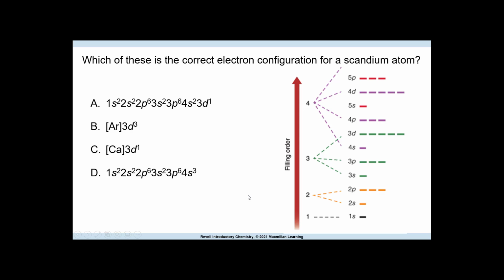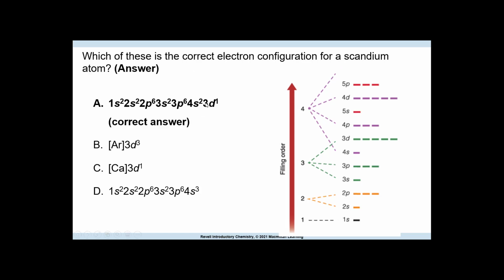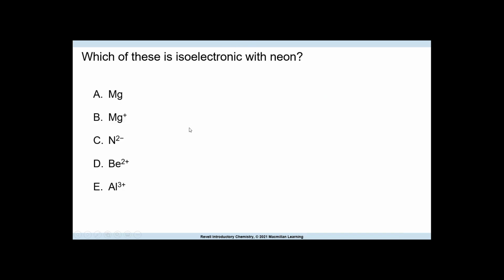All right, which of these is the correct electron configuration for scandium? So you're going to have to look up scandium. Your book gives you abbreviations. I forgot what page it's on. It's going to give you somewhere in here the names and the atomic number. And then you can figure out which one of these is correct. And there's the correct answer.